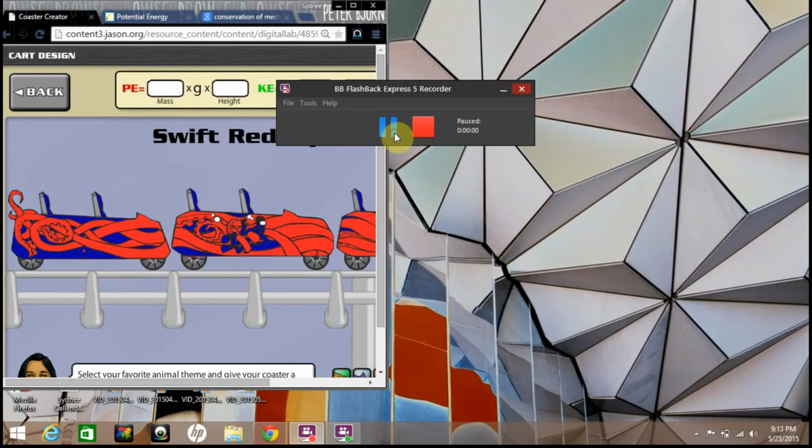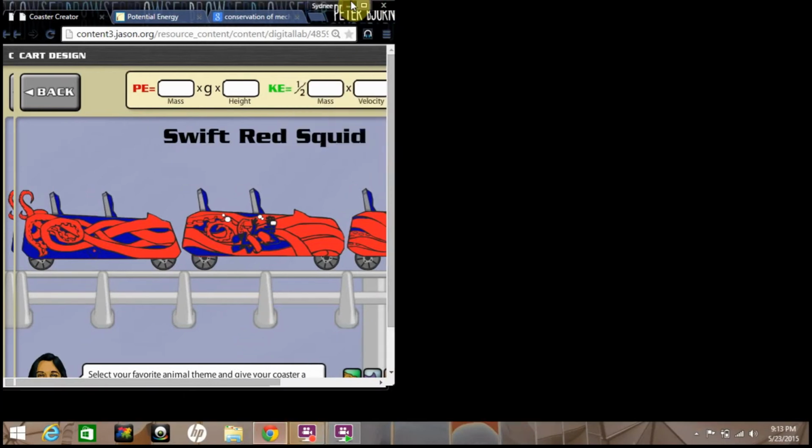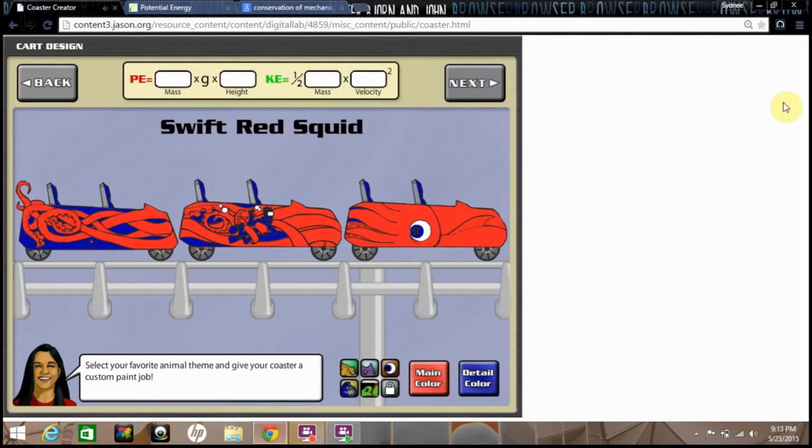Hello, my name is Sydney Calendar, and I'm here to talk to you today about conservation of mechanical energy. So, as you can see, potential energy is mass times gravity times height. Kinetic energy is half times mass times velocity squared.